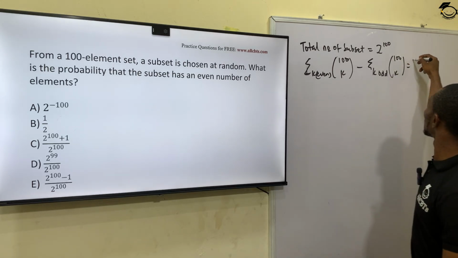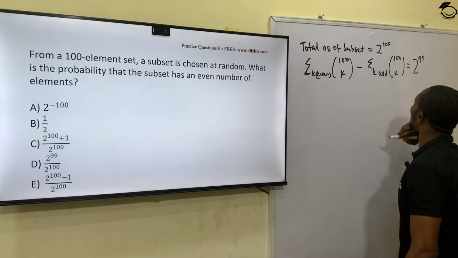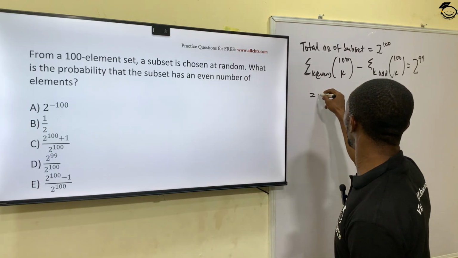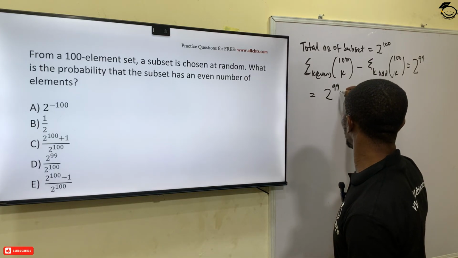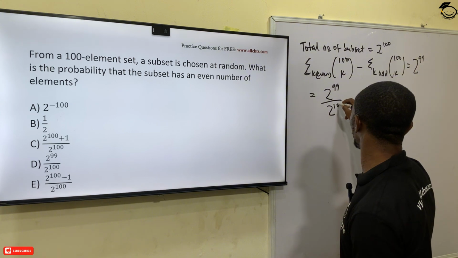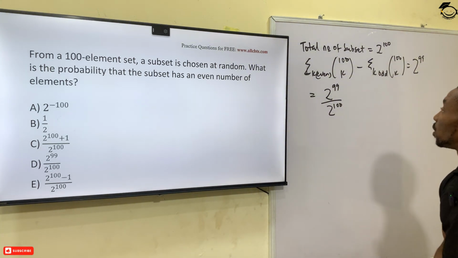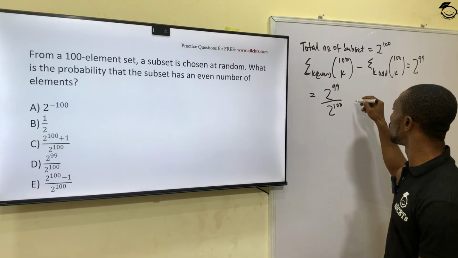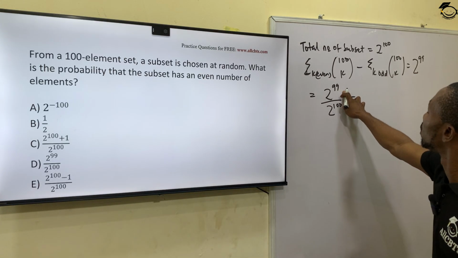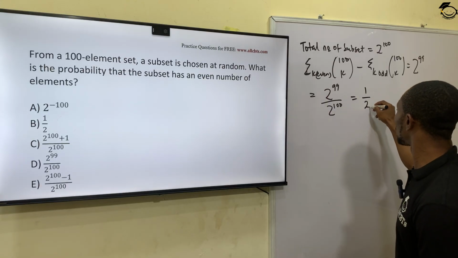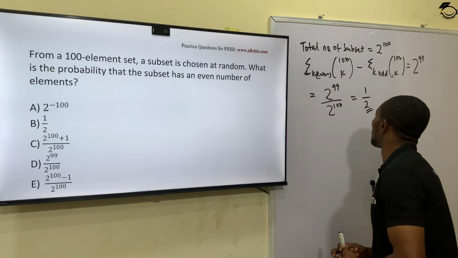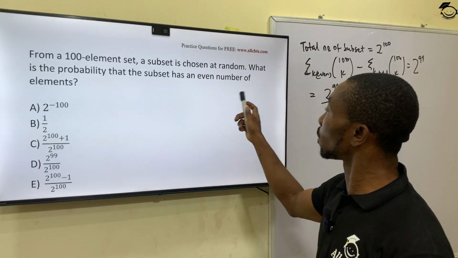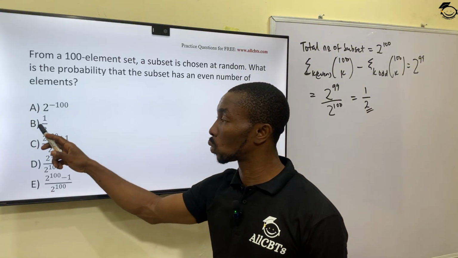That will give us 2 raised to power 99. So our probability would be 2 raised to power 99 over 2 raised to power 100. And then probability, we know that we must always break our terms down to its lowest term. So this will give us 1 over 2. So the probability of having an even subset with even number of elements will give us 1 over 2, which is option B.